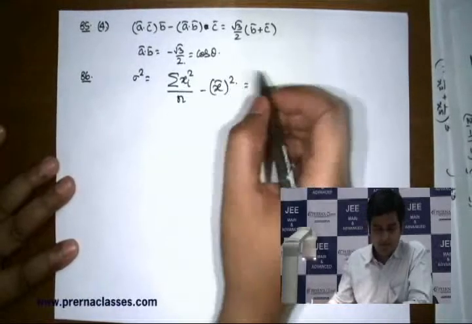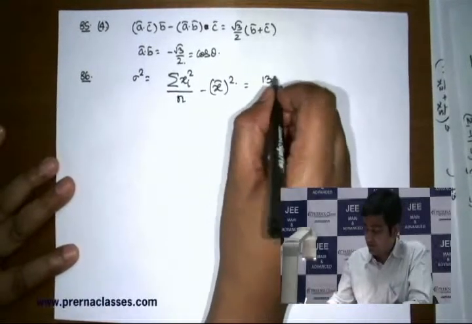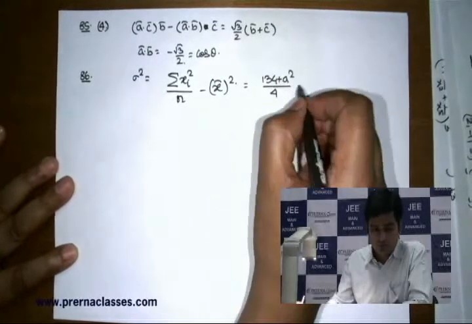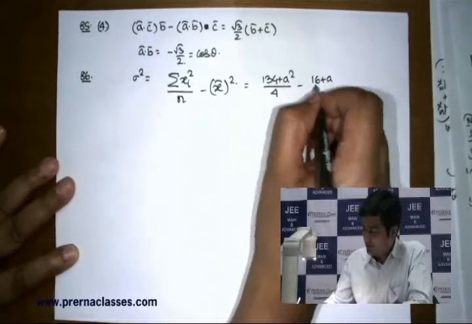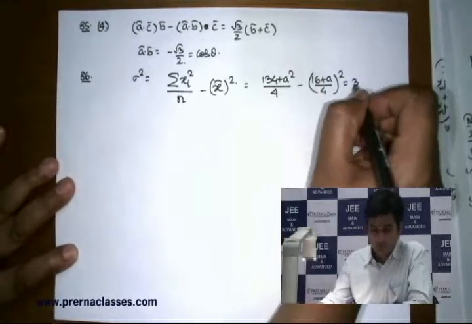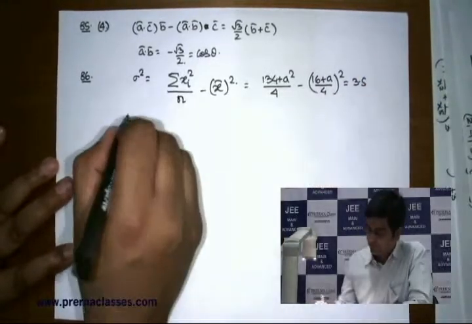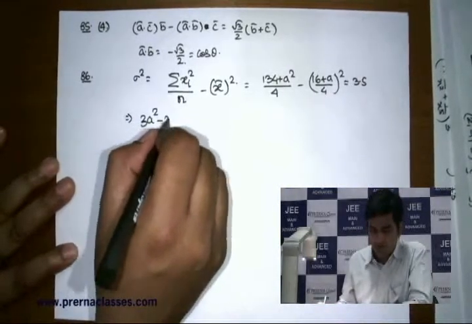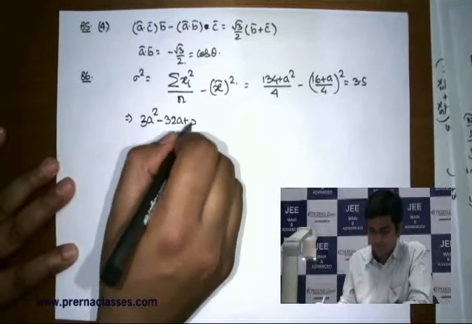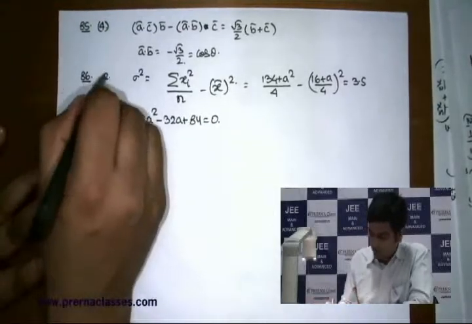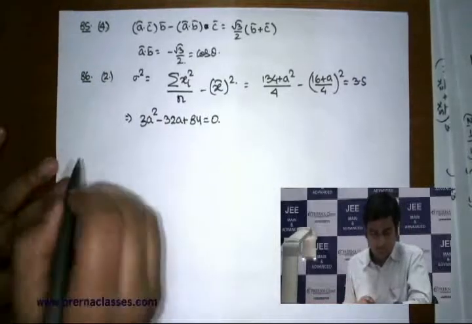you will find that this sigma of xi squares turns out to be 134 by a square by 4, and then you have average as 16 plus a by 4 whole square. This is something which is given to you as 3.5, simplifying which you will end up getting a quadratic equation in A as this much, which is directly matching with option 2 in the problem.